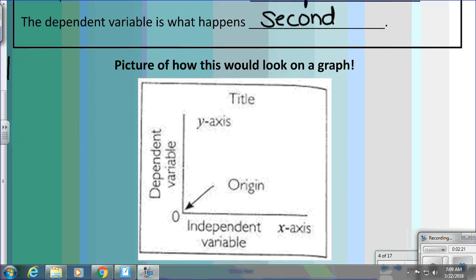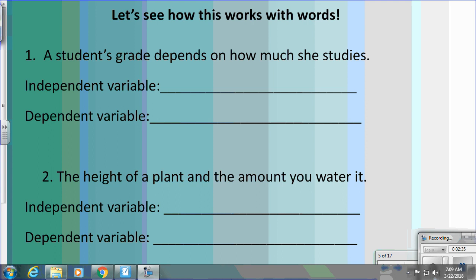I have a picture of what it would look like on a graph, and you see down here we have the independent variable on our x-axis and our dependent variable on our y-axis. Now we're going to look at some phrases. As I read them, think before I actually put the answers into the spaces, which one might be the independent variable and which one would be the dependent variable.